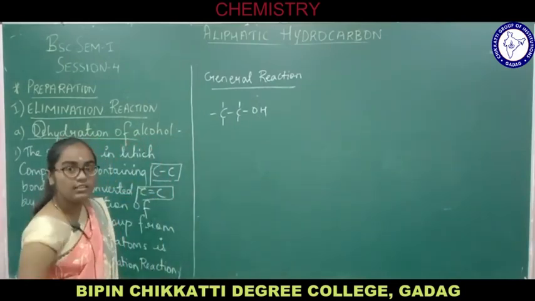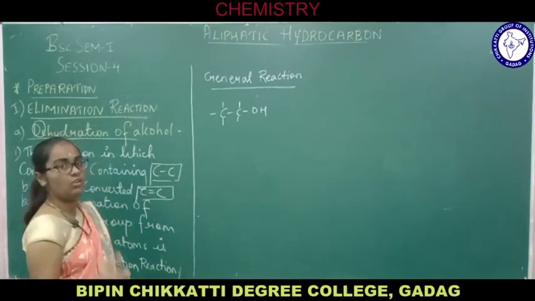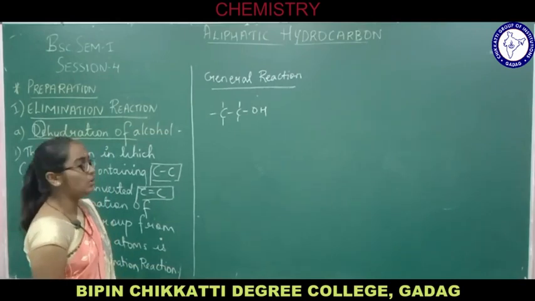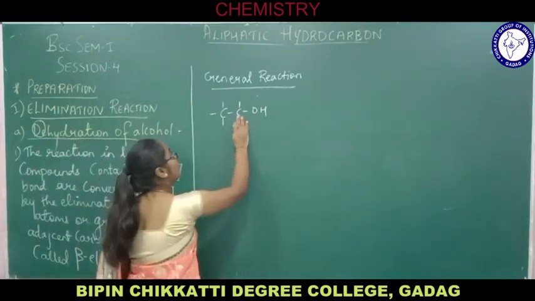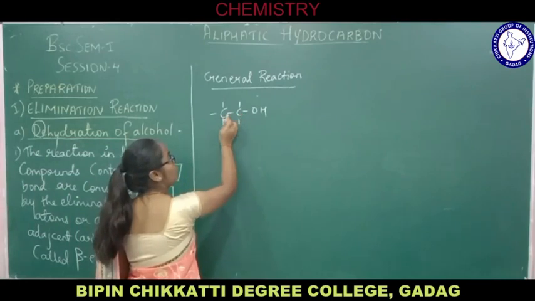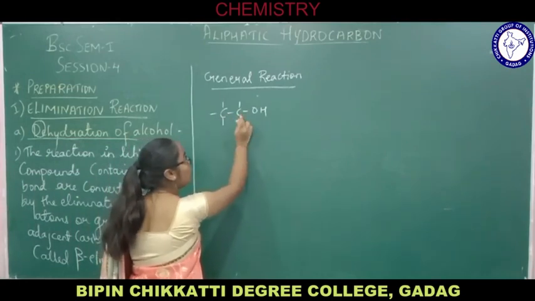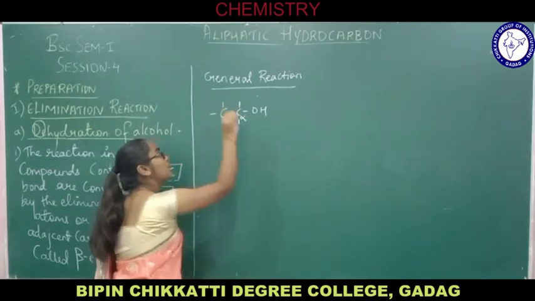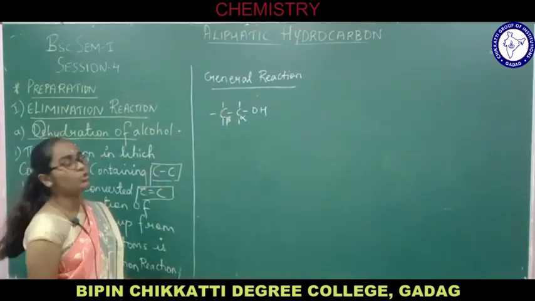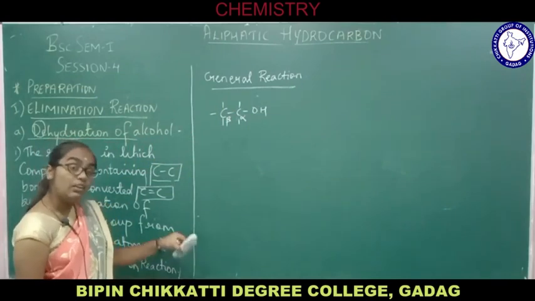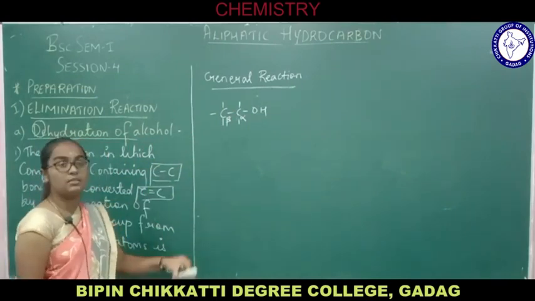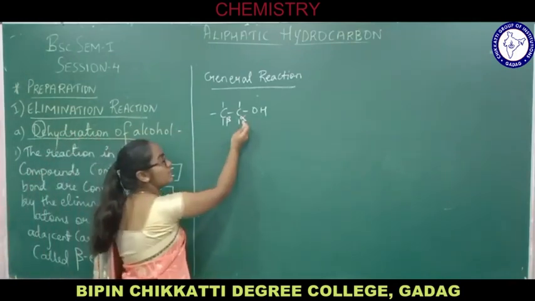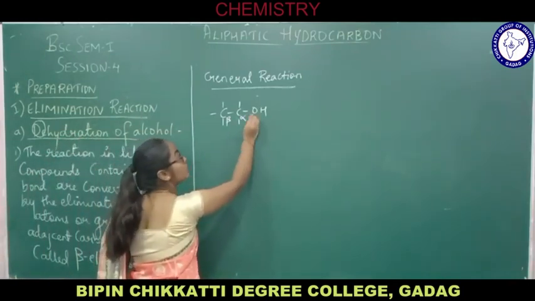Now what we studied is that dehydration of alcohol should take place. Dehydration means removal of water from alcohol. Here there are 2 carbon atoms, carbon 1 and carbon 2. Carbon 1 is considered to be the alpha carbon, carbon 2 is considered to be the beta carbon. Why is carbon 1 considered to be the alpha carbon? Because the alpha carbon is the carbon atom to which the functional group is attached, right?